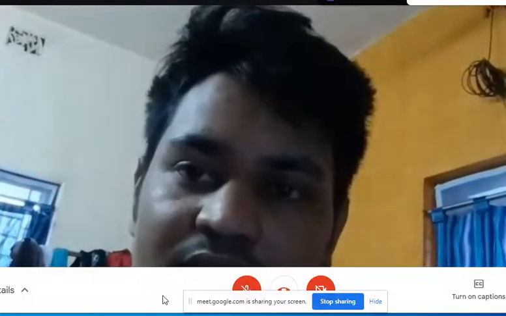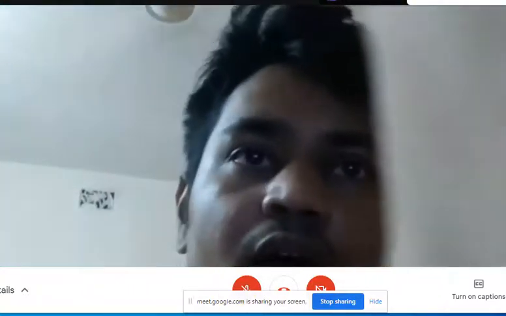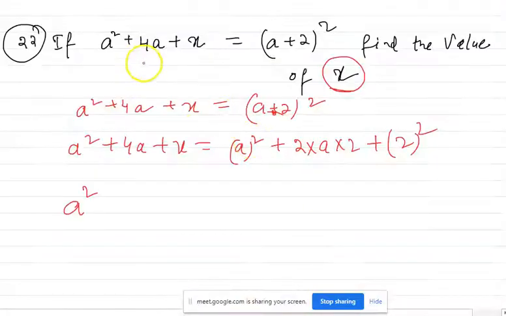A square something given now, the first part of the question. Yeah, the question is a square plus 4a plus x is equal to this. Here we have to find the value of x. So, a square plus 4a plus x. So, a plus 2 whole square means what? A square plus 2ab plus b square. Are you getting?